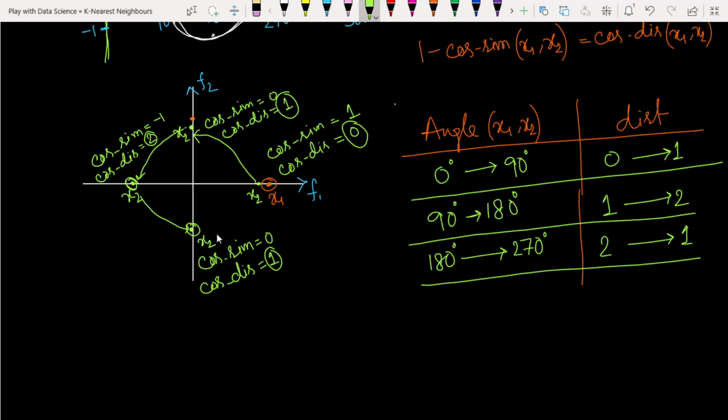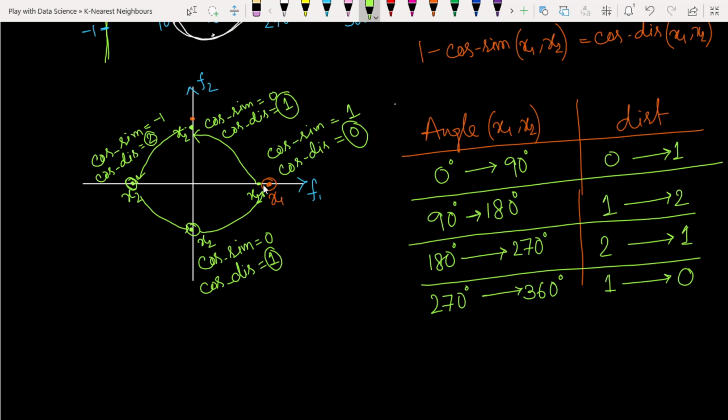Next, last. Now we are moving x2 closer to x1. So if we just take the same value, it will now go from 1 to 0. Now, 270 to 360 for x value 1 to. Okay, I think we understand this.